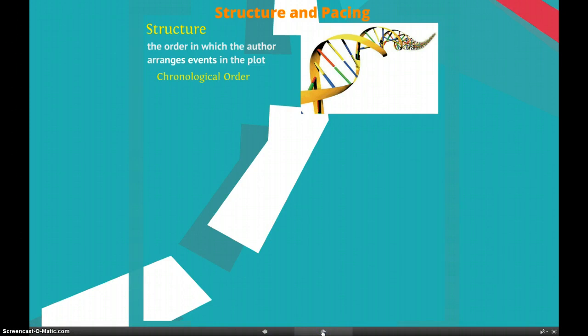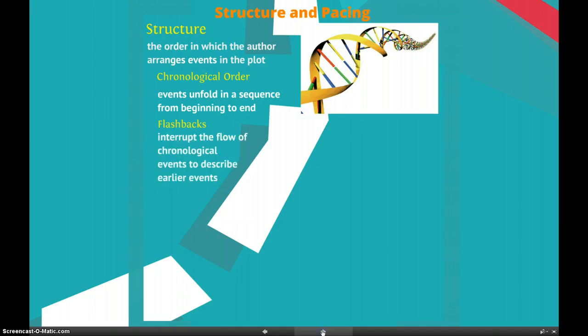So first, most of the time, your structure is going to be chronological, which is where events unfold in a sequence from beginning to end. This is time order. Everything happens in order. But they can also use things like flashbacks, which interrupt the flow of chronological events to describe earlier events. You see a lot of this in the show Family Guy. Let's go back to it.